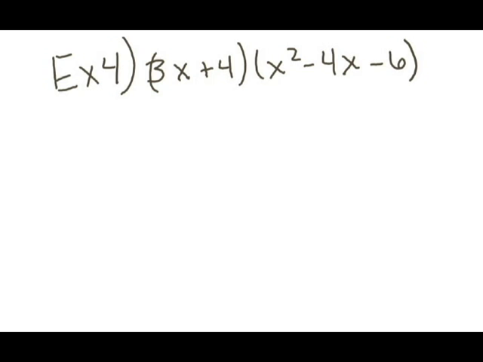In this last example, you see that we're multiplying a binomial, which is 3x plus 4, times a trinomial, which is x squared minus 4x minus 6. The FOIL method will not work with this example because of the trinomial that's given. So what we're going to do, like we did in example 1, is use distributive property.